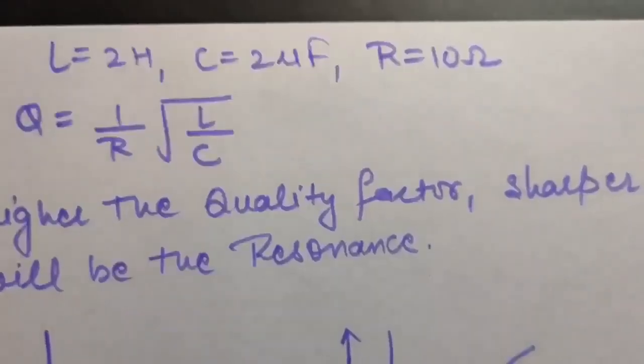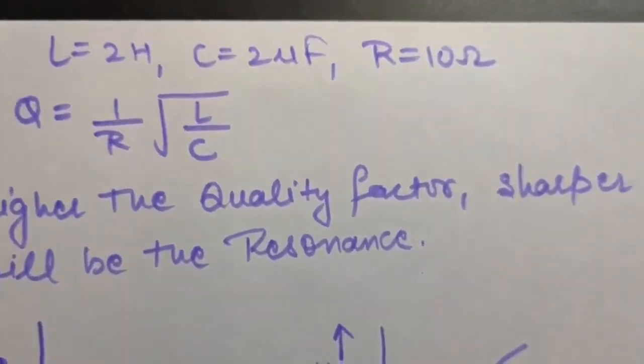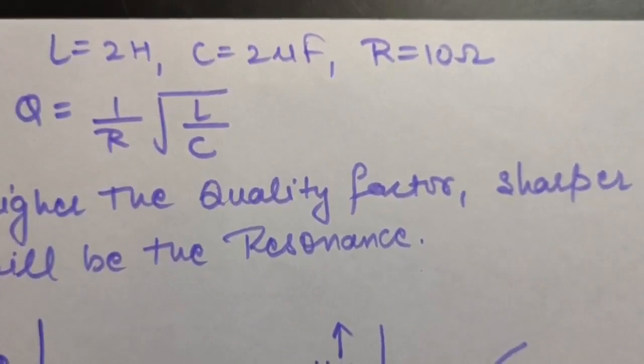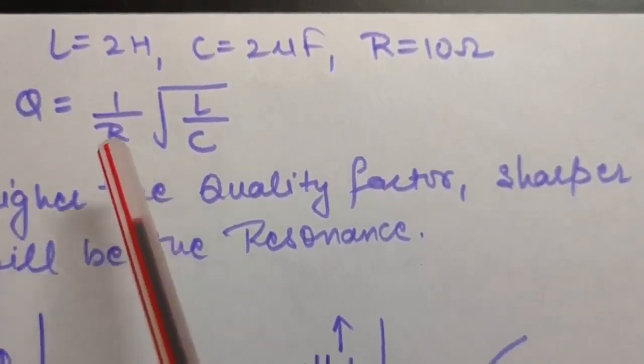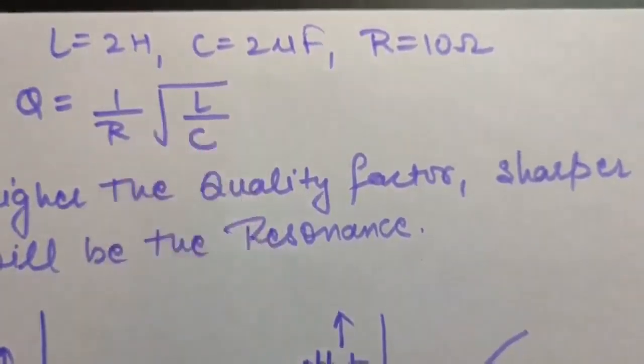Okay, so the second question is a very easy question. In that, the values of L, C and R are given to you and you are asked to calculate the quality factor. Now you know the formula of quality factor is 1 upon R times root of L by C. So just put the values and you will get the value of quality factor.